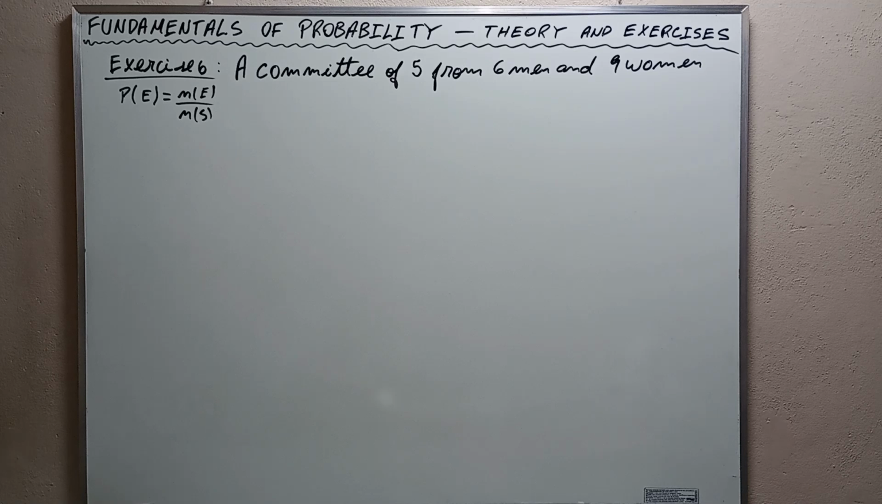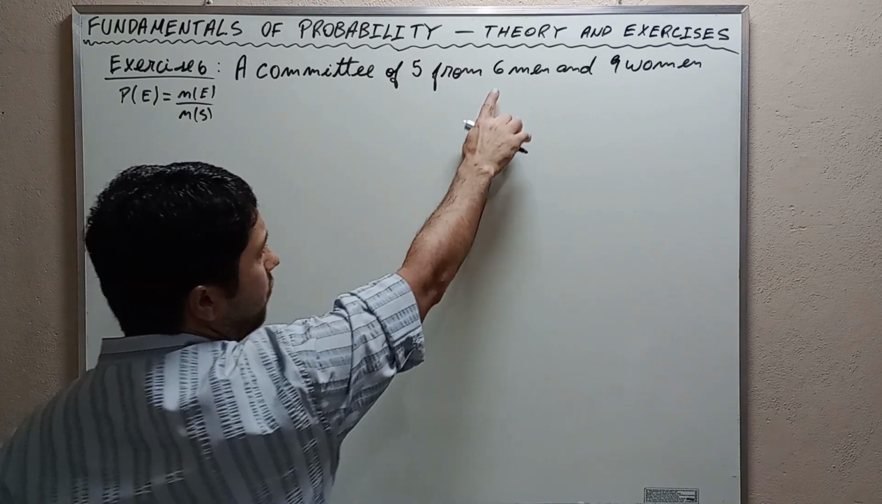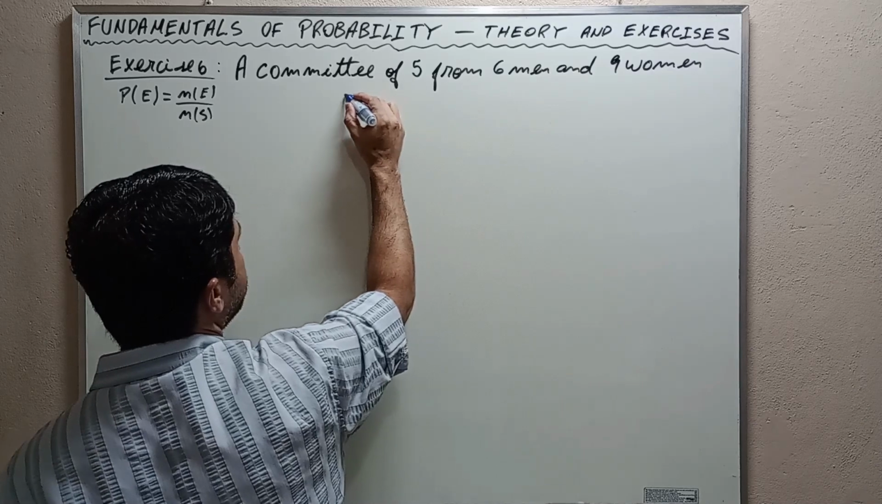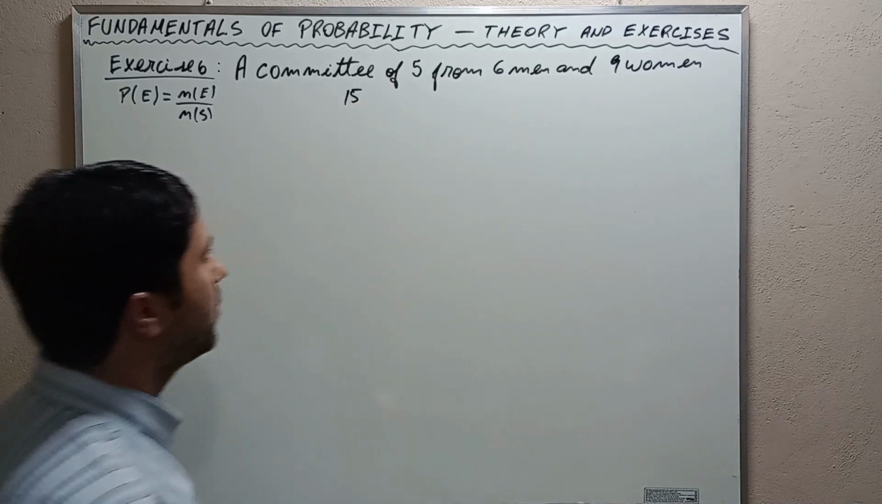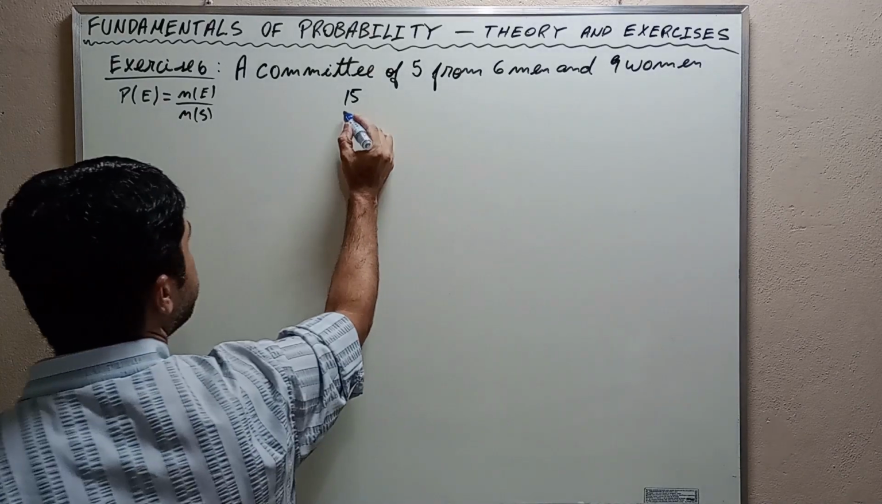Only one person can occupy only one position, all right? The same person cannot occupy 2 positions. This is basic to understanding the problem. For the combinations of 15, we have 15 people here, and the committee has to have 5 people, all right?